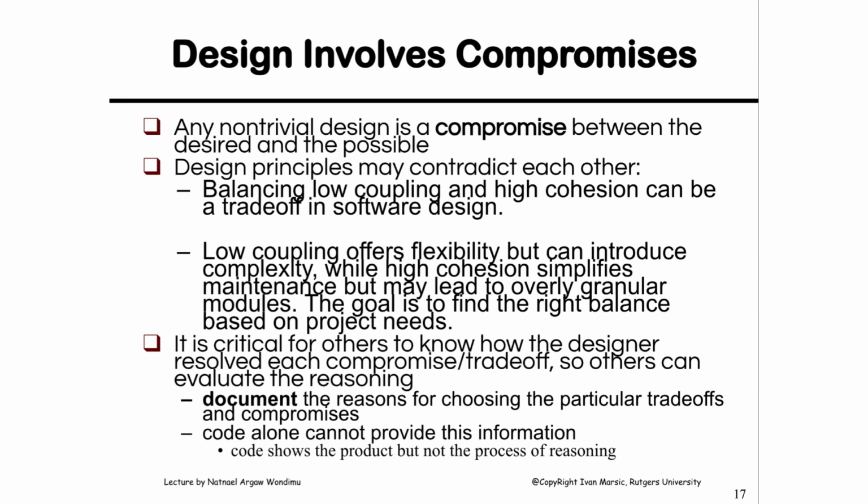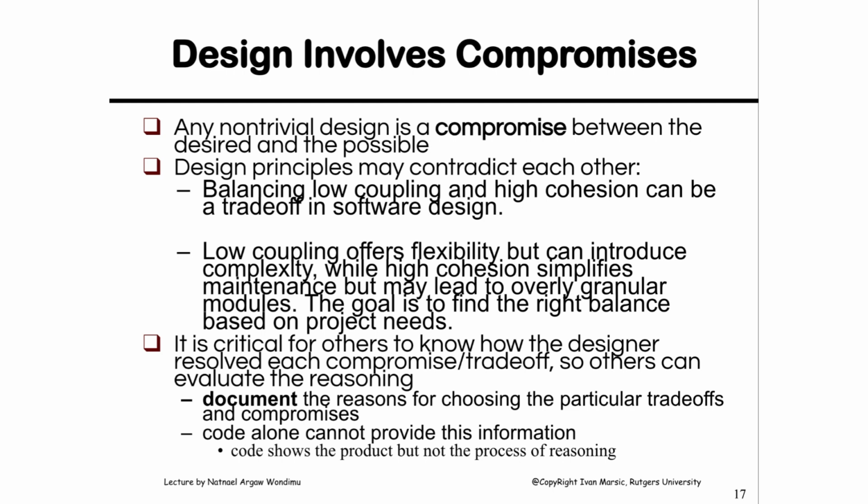For instance, balancing low coupling and high cohesion can be a trade-off in software design. Sometimes you might have to increase cohesiveness between classes inside a given module, but at the same time you might want to preserve a low degree of coupling between modules. So this is in most cases contradictory, so you have to find a balancing spot for these two depending on the nature of your software or system to be.